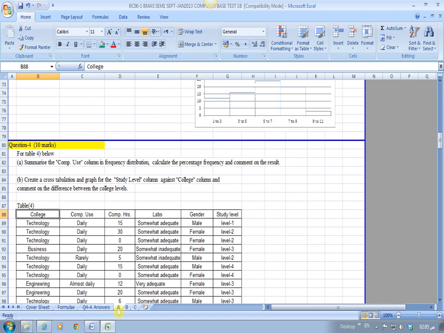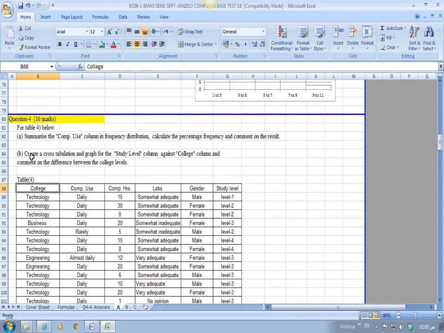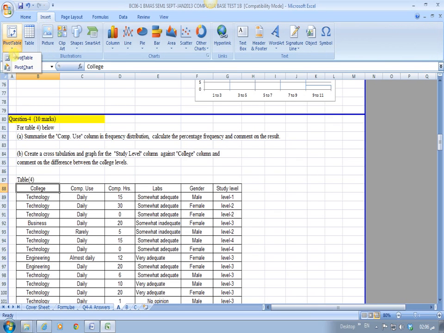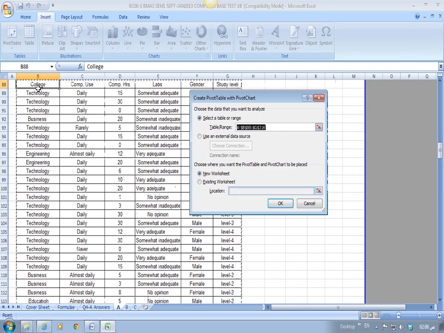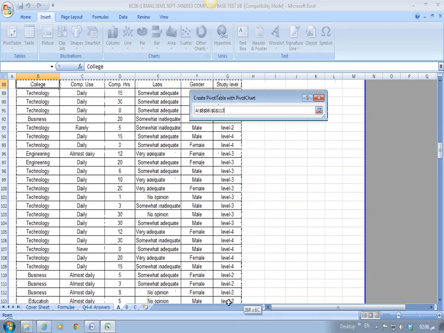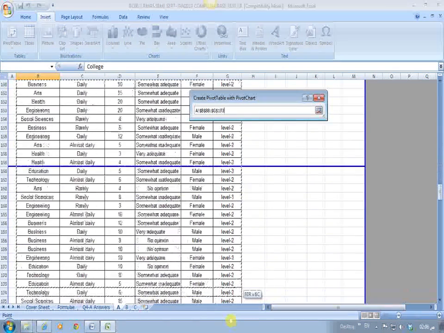The next one we want to answer, the last question here, is cross tabulation and graph for study level and college. The college here and study level. We want to calculate that one and comment on the difference between the levels. So we also use the same insert pivot table, and then here we are using graph because there is a graph. Highlight the data. We highlight all the data here.